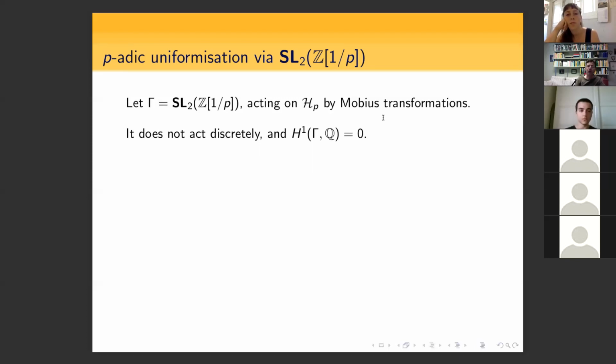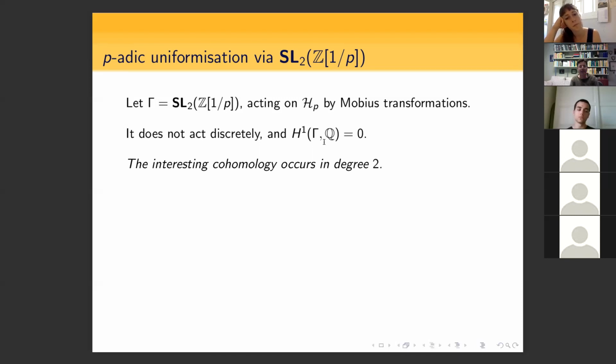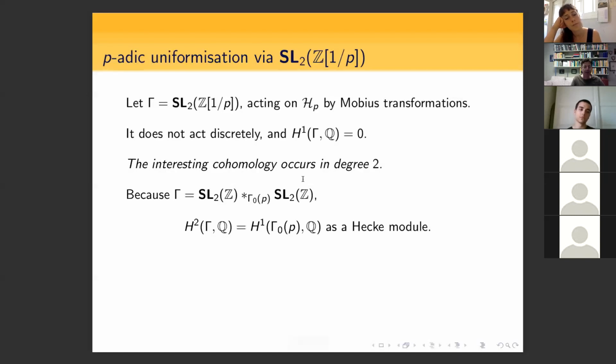And the first cohomology of gamma is rather poor. If we take it in Z coefficients, it's completely torsion, and with rational coefficients, it's trivial. So there are no interesting Hecke eigenclasses to be found in the first cohomology of gamma. And what one sees then is that the interesting cohomology of this group, this so-called Ihara group, occurs in degree 2. And in fact, one can express the group gamma as an amalgamated product of two copies of SL2Z which intersect in a common subgroup which is isomorphic to gamma naught of p.